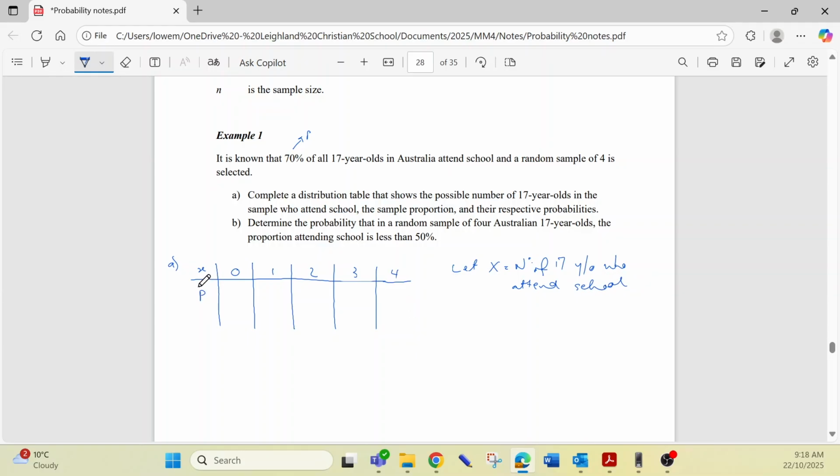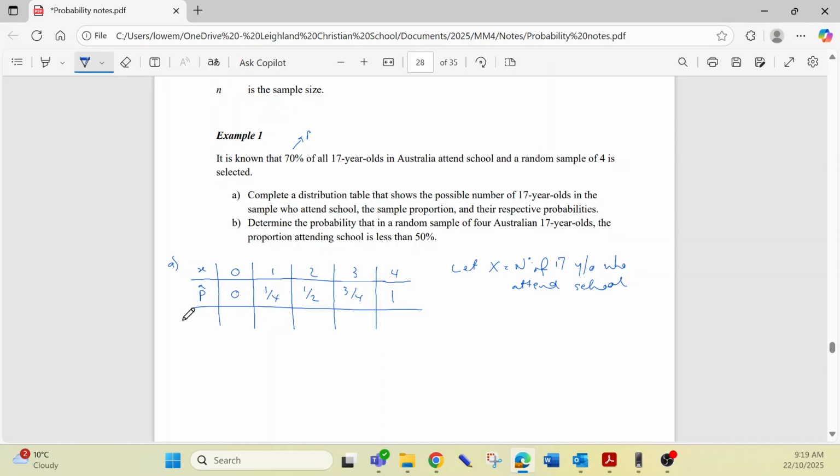P hat then is the proportion within that sample who attend school. So in proportion, 0 out of 4, what's the proportion of that? It's 0. For 1, the proportion of 1 out of 4 is literally 1 over 4. Then this is 2 over 4 or 1 over 2. This would be 3 over 4, and this would be 4 over 4 or 1. So this is the proportion there, and we could have it as a fraction or as a decimal, it doesn't really matter.